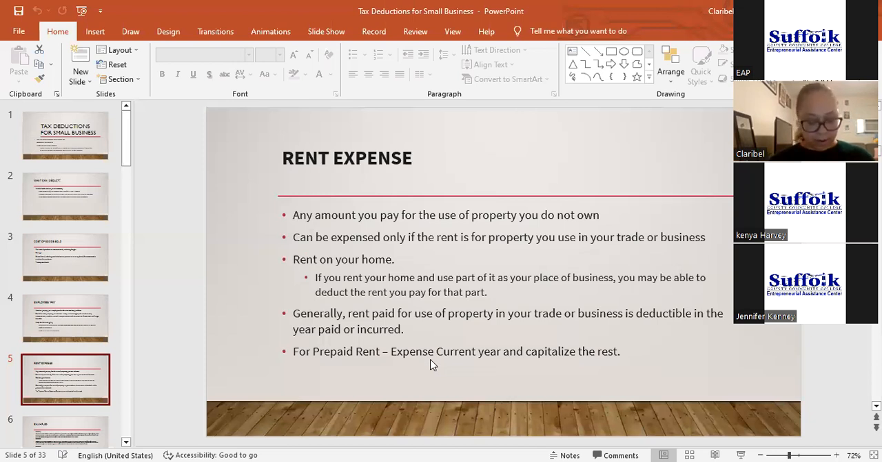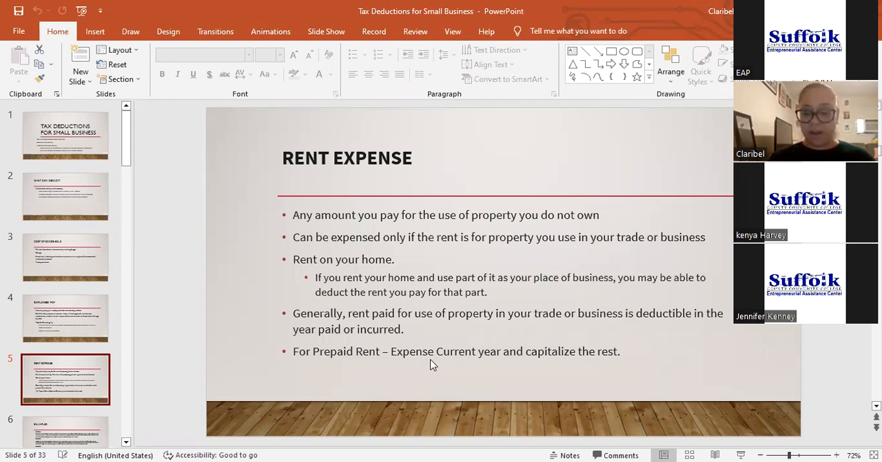Let's go a little bit into more detail. Generally, rent paid for use of property in your trade or business is deductible in the year paid or incurred. If you're an accrual method taxpayer and pay rent in advance, you can deduct only the amount of the rent that applies to your use of rented property during the tax year. You can deduct the rest of the rent payment only over the period to which it applies.